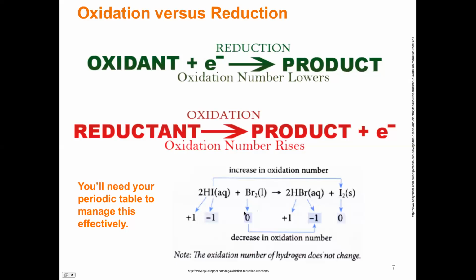But here you started off with bromine as 0, and now it's gone down to -1. So you decrease the oxidation number. So bromine's been reduced. And over here, you've increased it. So you've been oxidized over here.